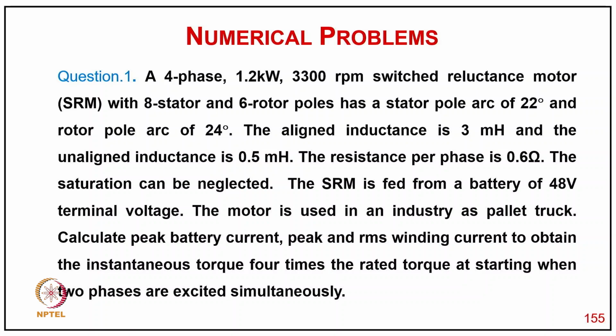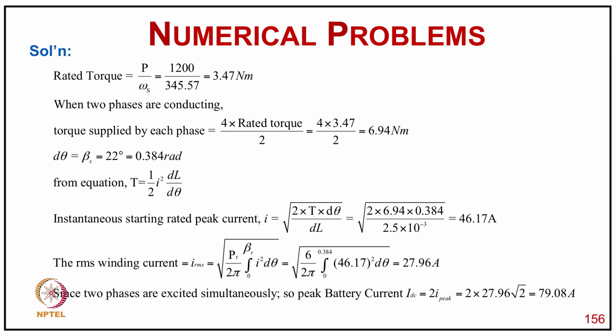The SRM is fed from a battery of 48 volt terminal voltage. The motor is used in an industry as a pallet truck. Calculate the peak battery current, and peak and RMS winding current, to obtain an instantaneous starting torque 4 times the rated torque at starting when 2 phases are excited simultaneously.